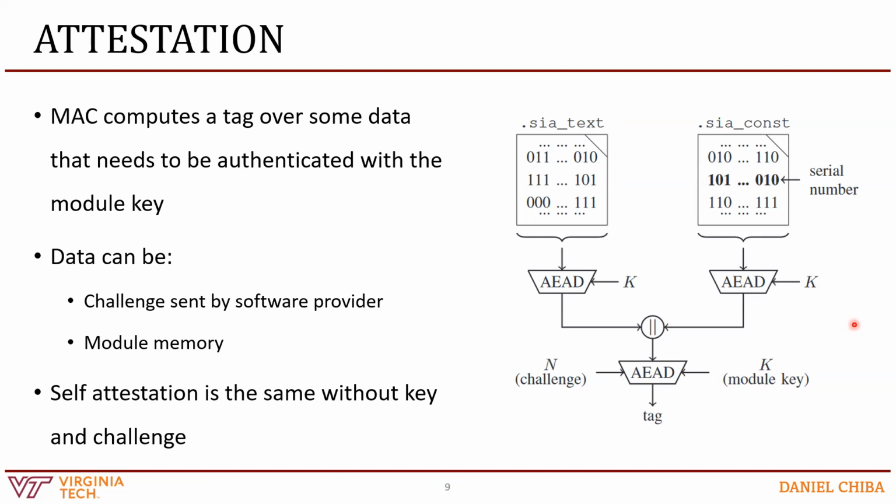The figure on the right represents the slow attestation process. You have your constant, your text, your module key, and the challenge sent by the software provider. You generate a tag, and that's used for authentication as well.